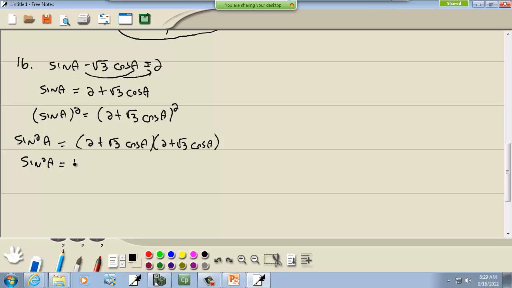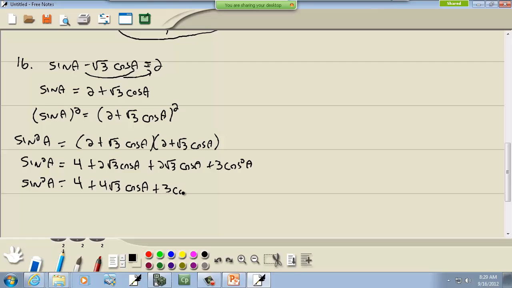Well, 2 times 2 is 4. 2 times square root of 3 cosine theta is 2 square root of 3 cosine theta. Square root of 3 cosine theta times 2 is 2 square root of 3 cosine theta. Square root of 3 times square root of 3 is 3, and cosine times cosine is cosine squared. Okay, so you look at that, it doesn't appear to be closer. Actually, let me combine these together. 2 square root of 3 cosine theta and 2 square root of 3 cosine theta becomes 4 square root of 3 cosine theta. And you look at that, so it's even more of a mess now.